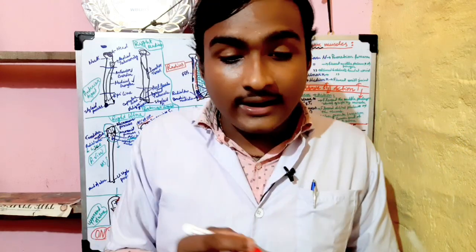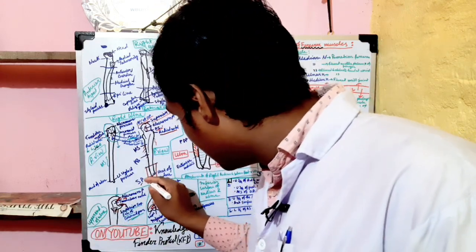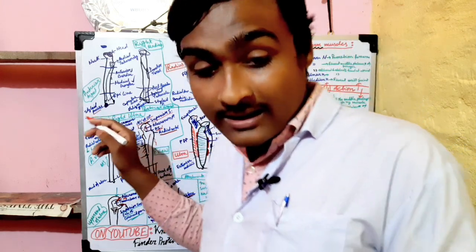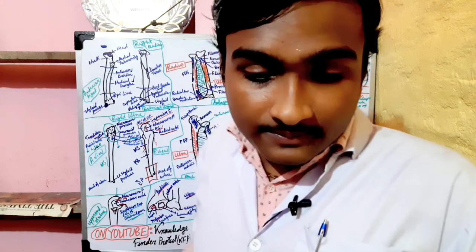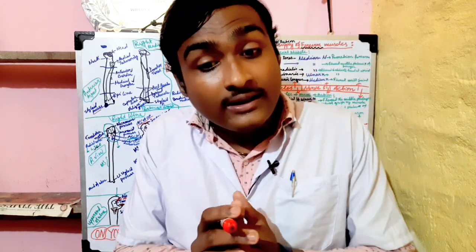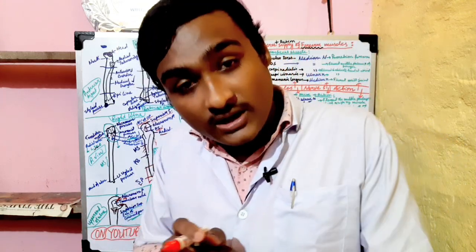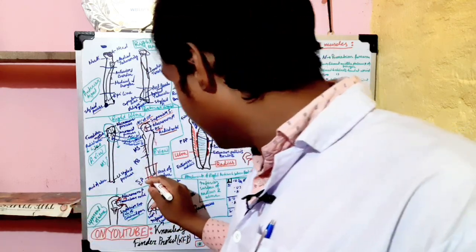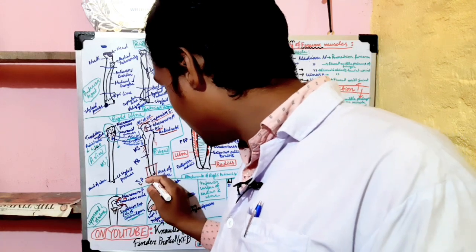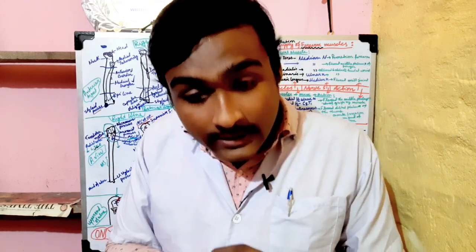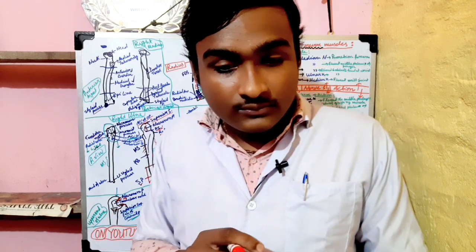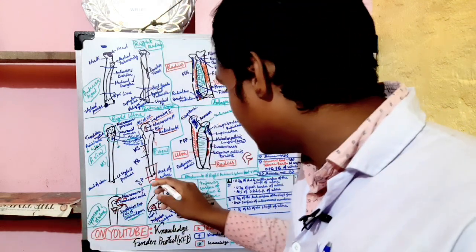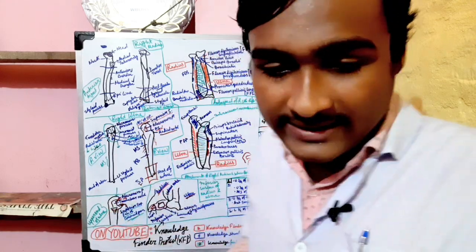At the lower end, we can see the styloid process. Here this is called the ulnar styloid process, and here the radius styloid process. The lower end is made up of the head and the styloid process. The head articulates with the radius and forms the inferior radio-ulnar joint.